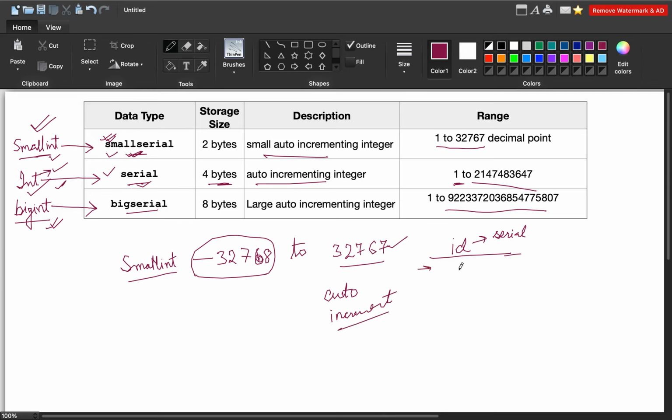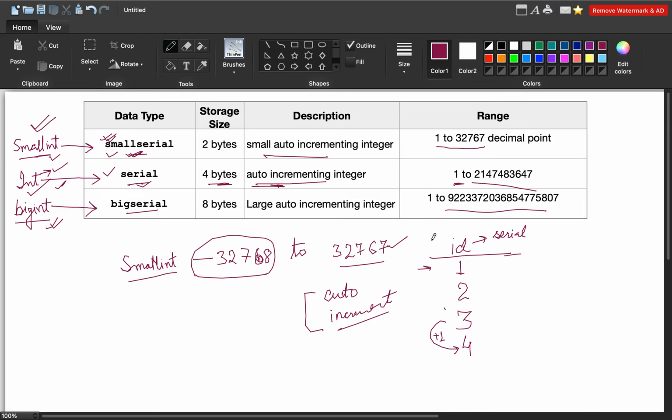So whenever you insert the first row, automatically the value will start from 1. If you insert the second row, the value of ID will be 2. If you are inserting the third row, the value of ID will be 3. Automatically, you don't have to do that. That is why it is called auto increment. It increments the next value by 1.